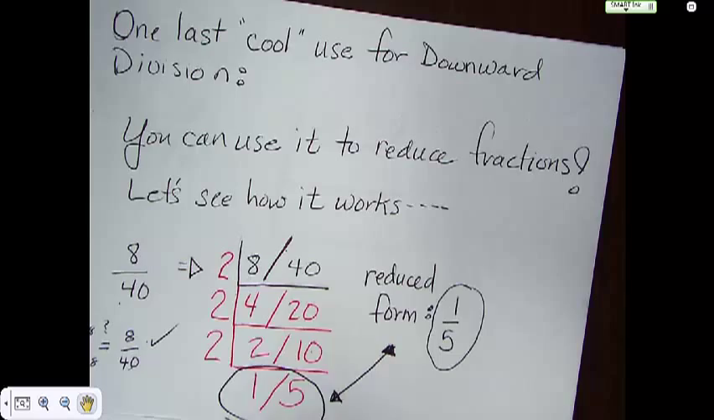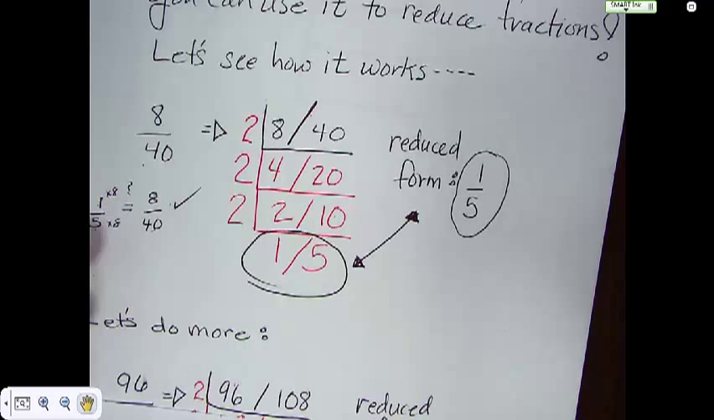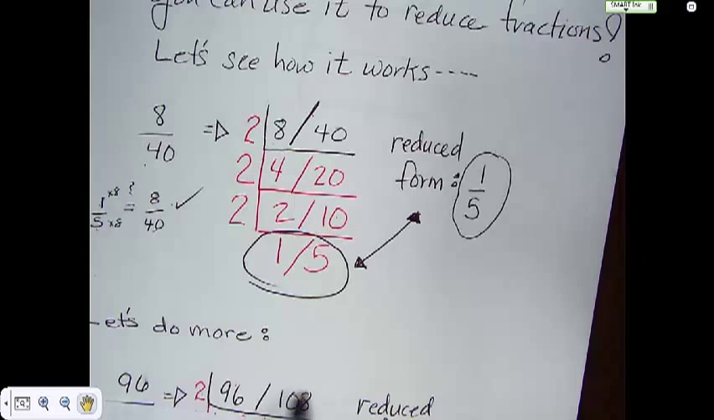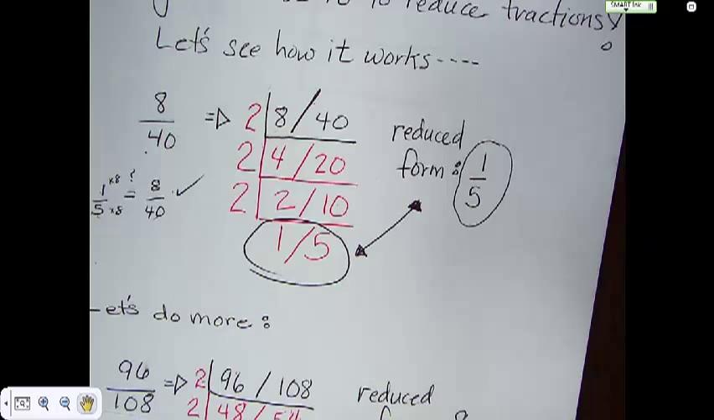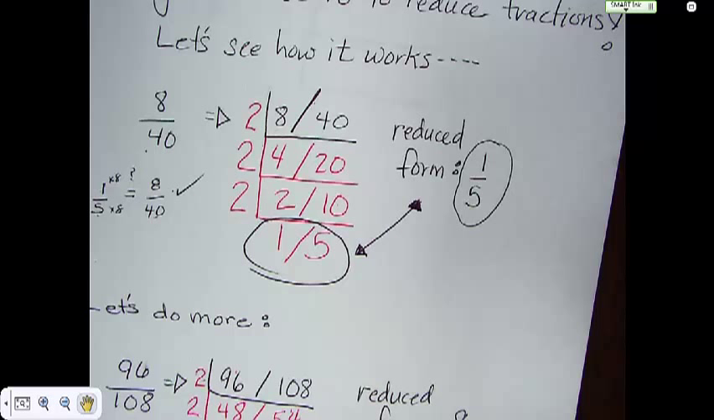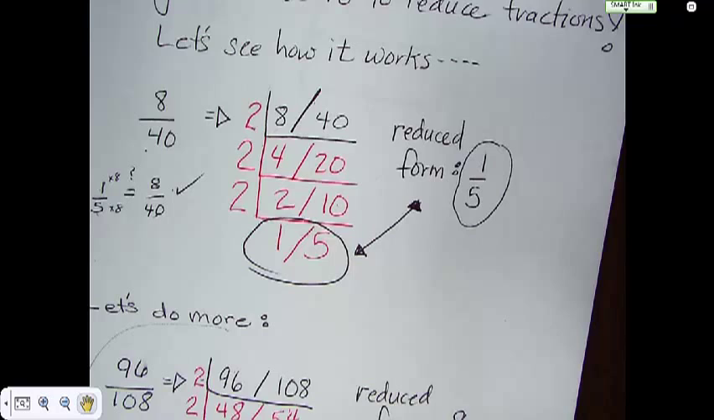Okay? And here's another one, okay, 96 over 108. So they're both even, so 2 goes into 96, 48 times, 2 goes into 108, 54, even, do it again, 24 over 27, and let's see, these both add up to multiples of 3, so divide by 3, 8 ninths. Look at there, this little bit of work right here gave you 8 ninths, which is your reduced form. I'm telling you, this is a pretty cool method.